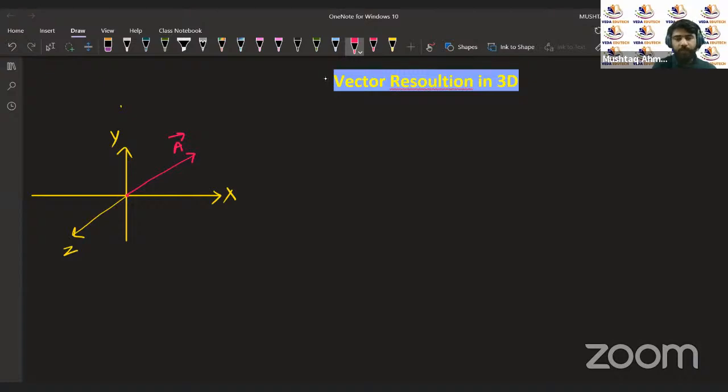And suppose that this vector A is making an angle of alpha with the X axis, an angle of beta with the Y axis, and it's making an angle of gamma in 3 dimensions with the Z axis. Let's suppose this angle is the gamma. So the component along x-axis will be a cos alpha, the component along y-axis will be a cos beta, and the component along z-axis is going to be a cos gamma.